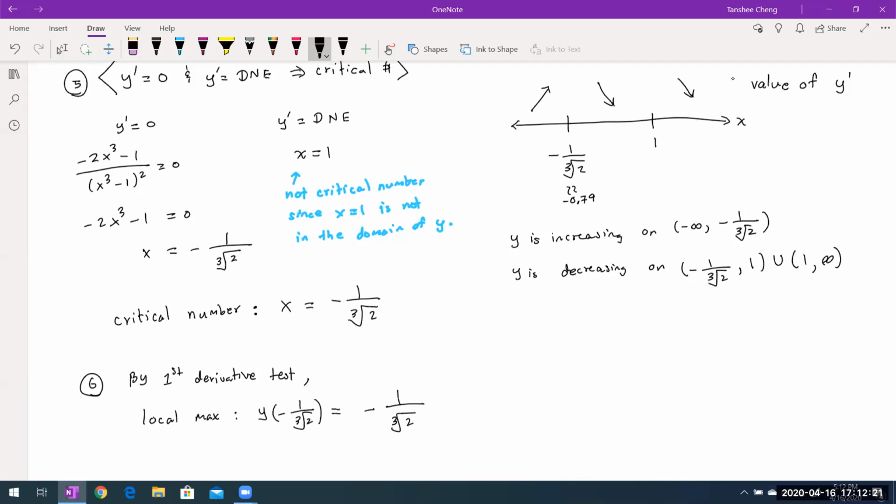So next, what we want is to find out concave up and concave down. In order to talk about interval concavity, first we need to find out when the second derivative is going to be equal to 0. And then we need to test the second derivative value to see which interval will be positive and which interval will be negative, so that we can talk about concavity. So let's try to find that out first.